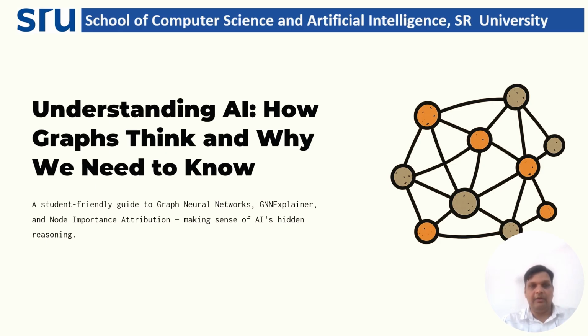Understanding AI: how graphs think and why we need to know. The topic is graph neural networks and, more importantly, how we can explain their decisions using tools like GNN explainer and node importance attribution. By the end of this lecture, you won't just know what AI predicts, you will understand why it predicts.